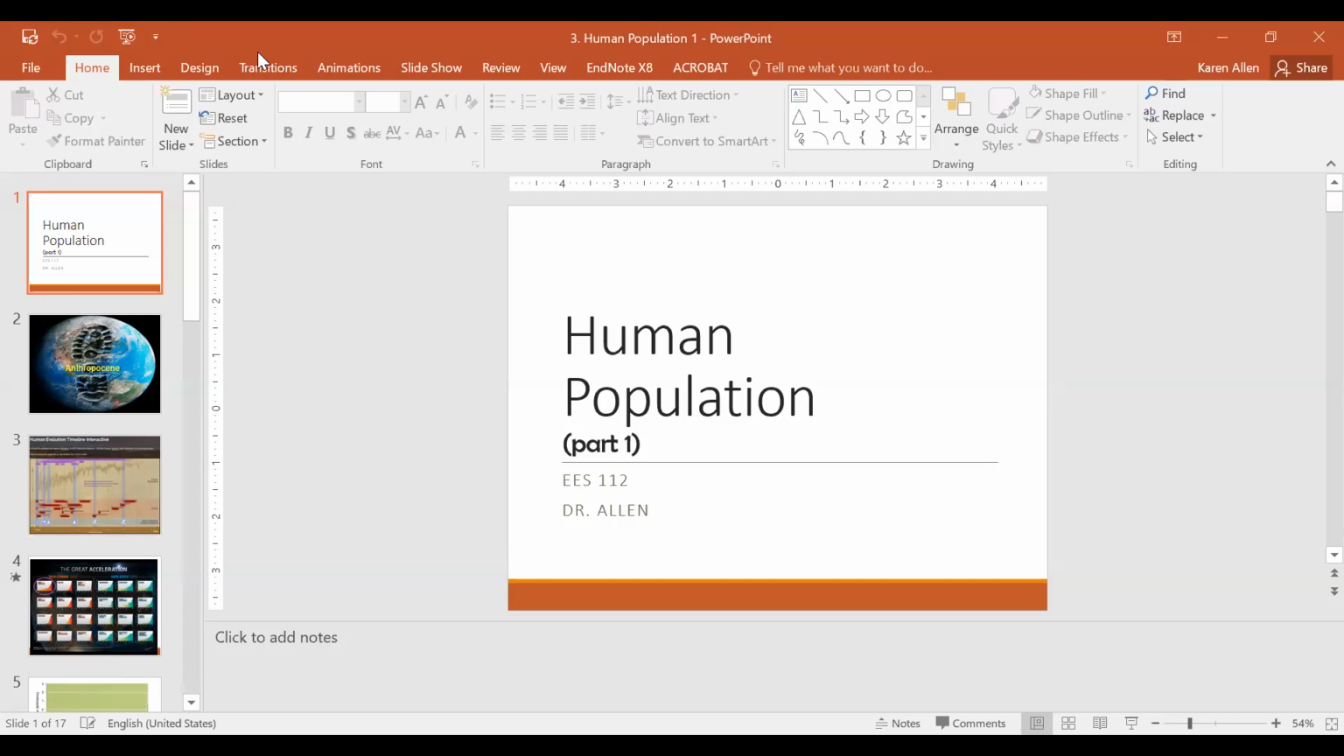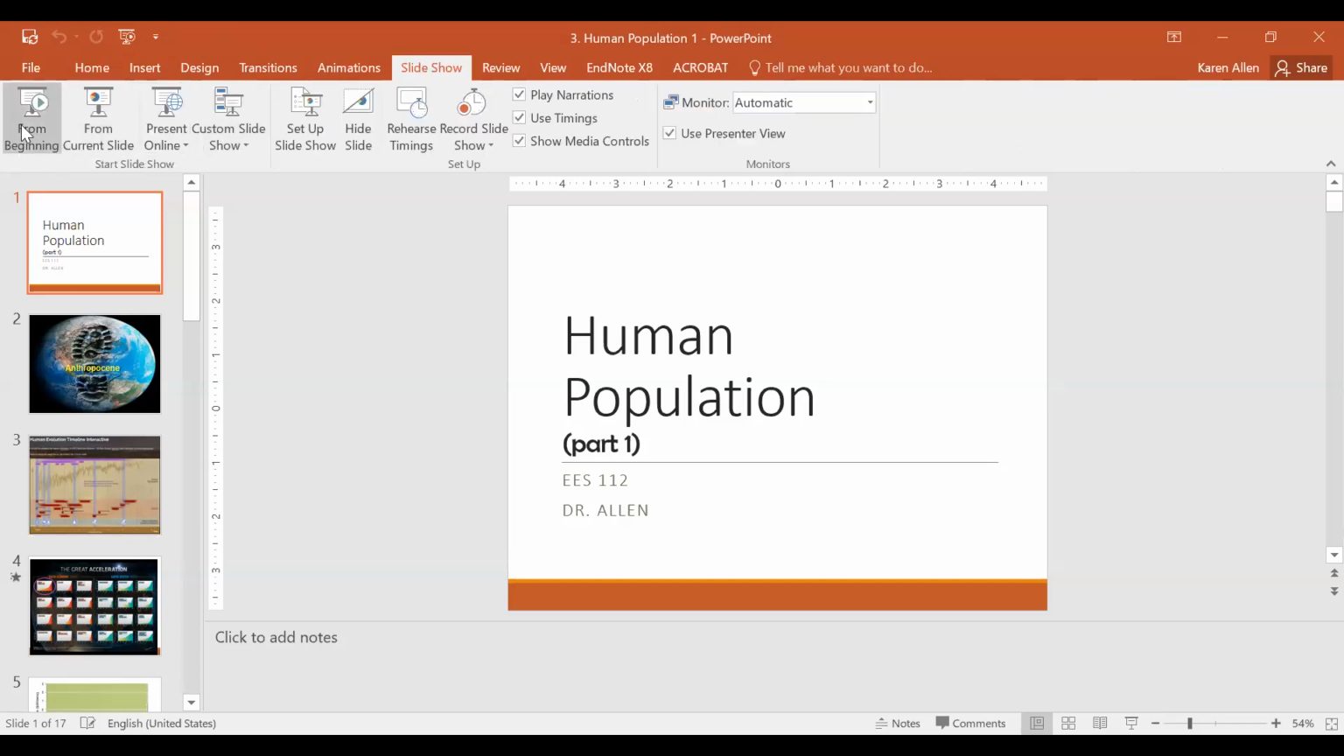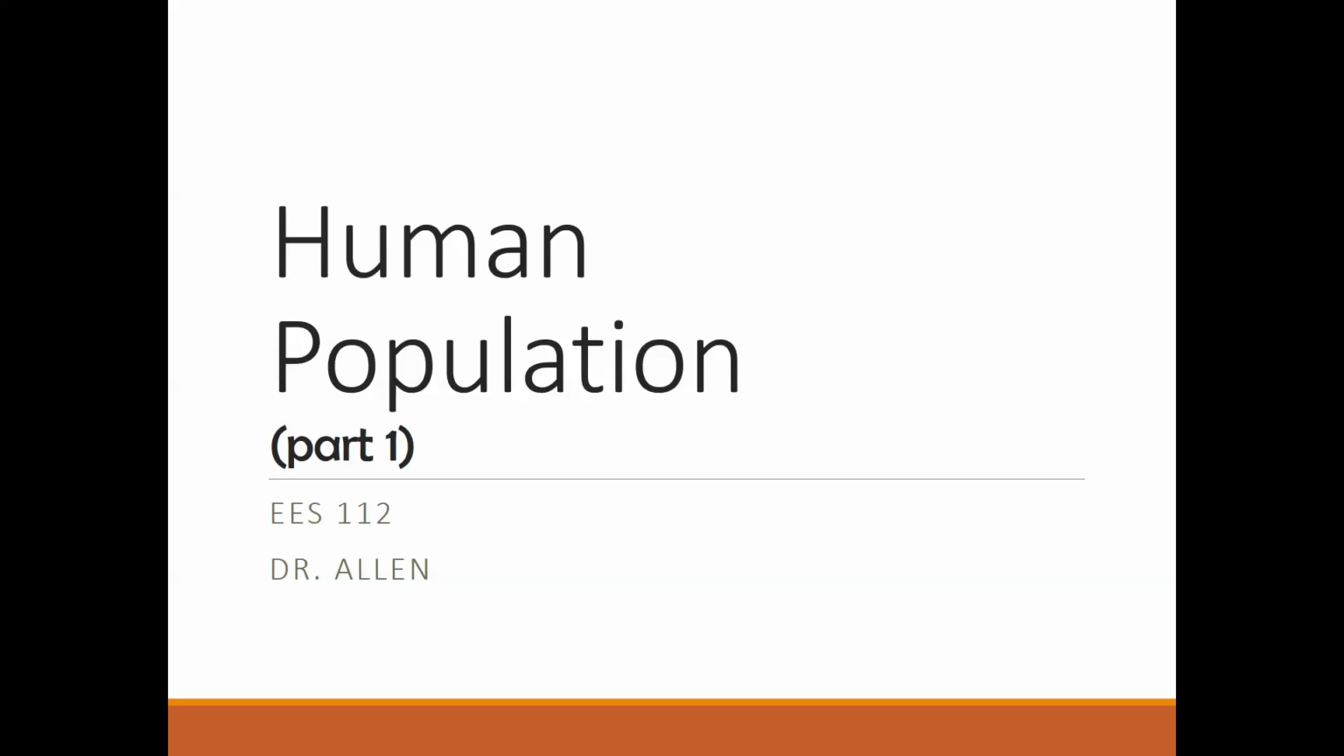I have two lectures for today. The first one is human population part one, and then human population part two. I recommend that you read all of the articles for today before watching these lectures. I think it'll help you understand the lectures better, and then you can go back to the articles to go over any details you didn't understand after the lecture, okay?